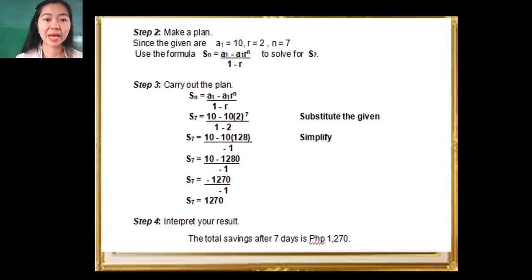Carry out na natin yung plan. Dun sa ating formula, mag-substitute na tayo ng mga given terms. So, we have S sub 7 is equal to 10 minus 10 times 2 raised to 7. Let us simplify first yung term na mayroong exponent, at yun yung 2 raised to 7. So, 2 raised to 7 is equal to 128. This is 2 times 2 times 2 times 2 times 2 times 2 times 2, 7 times yon. The result is 128. Multiplied by 10 is 1,280.